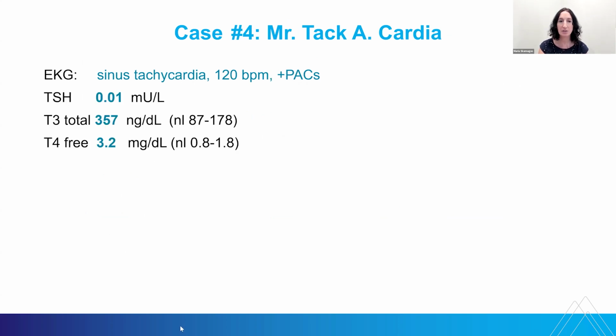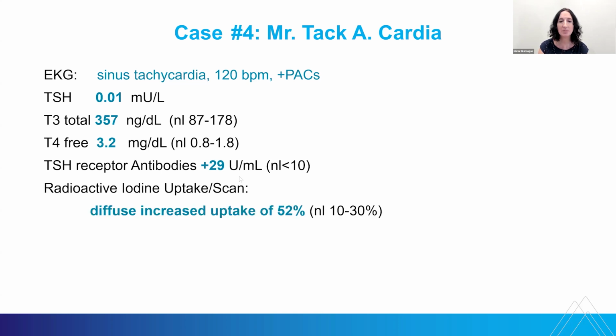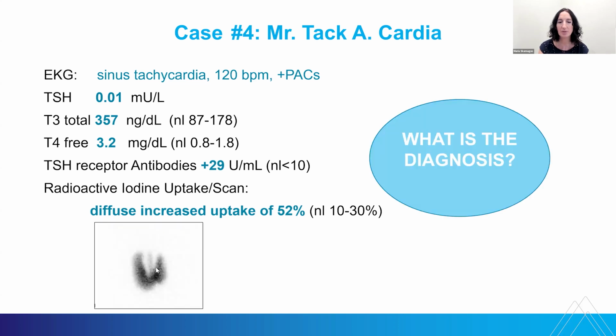His TSH is low, as we said, and his T3 is high, as is the T4. We check TSH receptor antibodies, which come back positive at 29. And in fact, he even has a radioactive iodine uptake and scan, which shows a diffuse increased uptake of 52%, with the normal being 10 to 30%. And here you see the example of the thyroid scan, radioactive iodine. So what is the diagnosis?